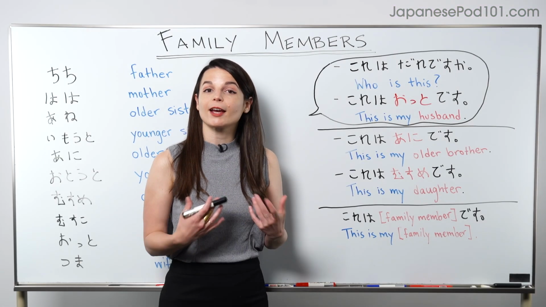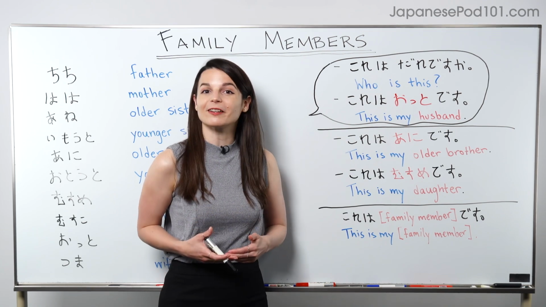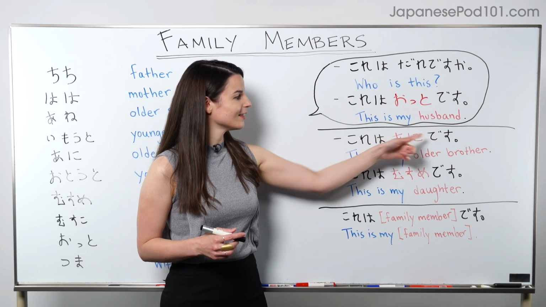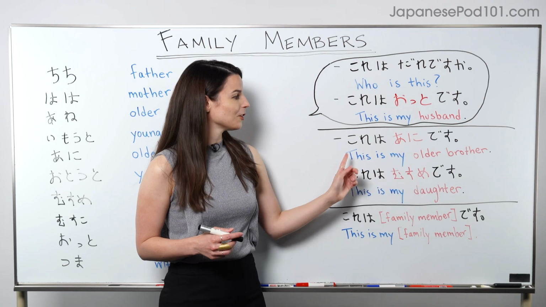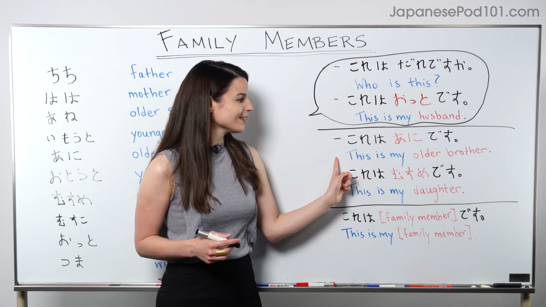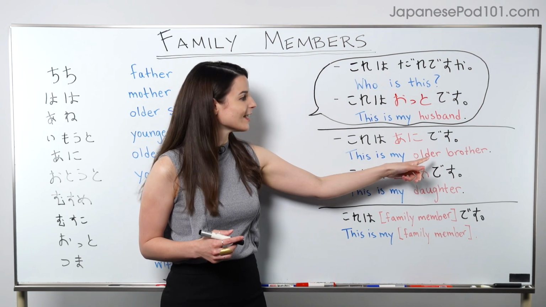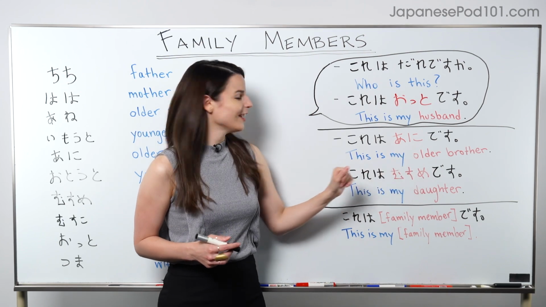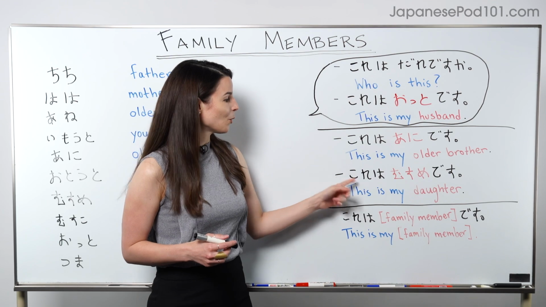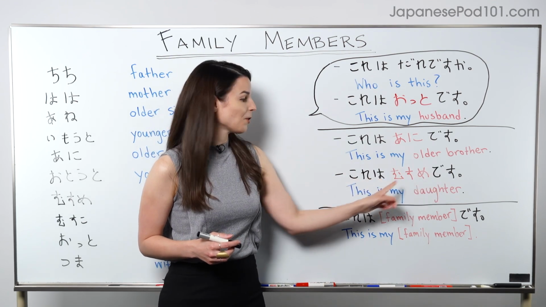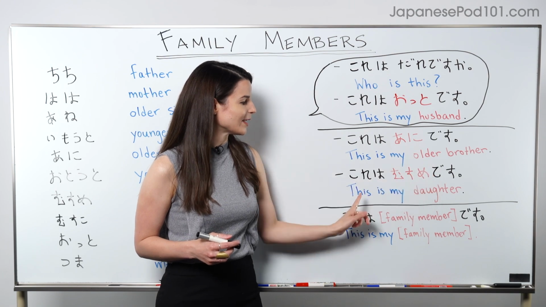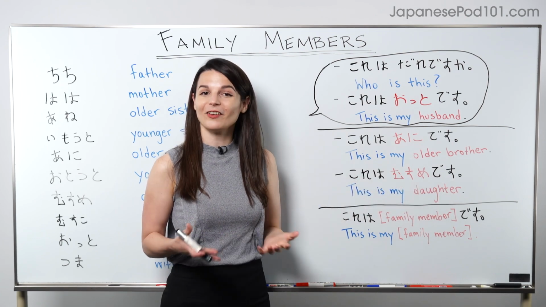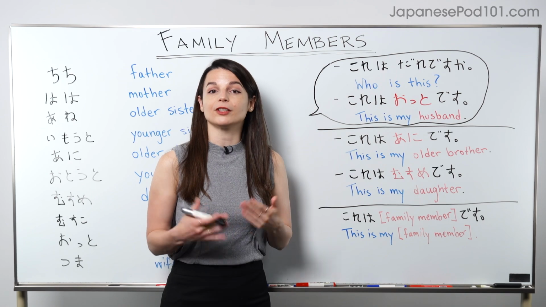Okay, let's take a look at a couple of other examples that we can use to talk about our family members. First is this sentence. これは兄です。Which means, this is my older brother. In this sentence, in red, we see ani, which means older brother. Let's look at the second example sentence here. これは娘です。Which means, this is my daughter.